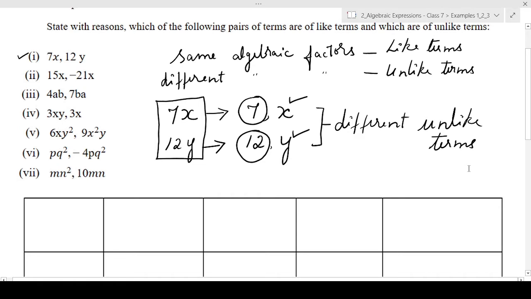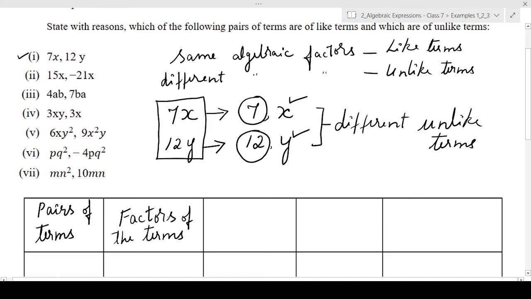In the first column, I will mention the given pairs of terms. Let us look into the different factors, whether numerical or algebraic. So, factors of the given terms will be the second column.